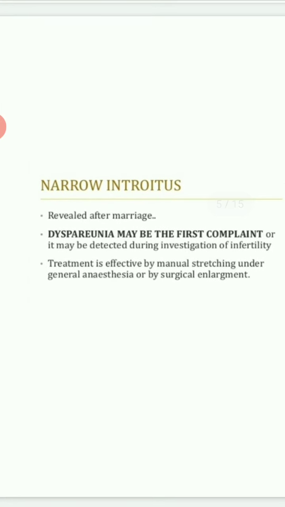Okay, then coming to the vaginal abnormalities, that is the narrow introitus, where the vaginal opening will be very narrow. A small opening will be there. In early stages it won't be recognized. It will be recognized only after marriage, during the time of coitus.